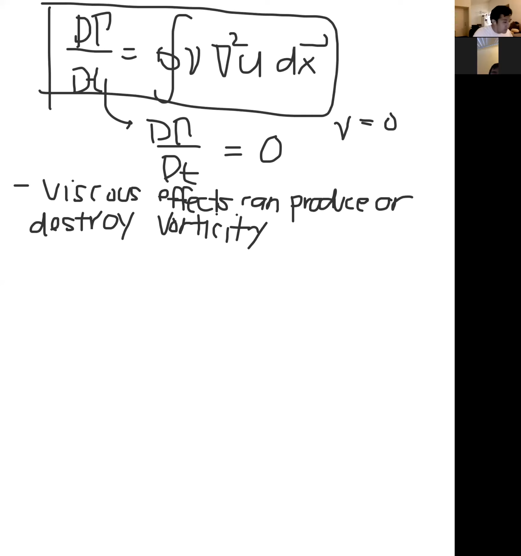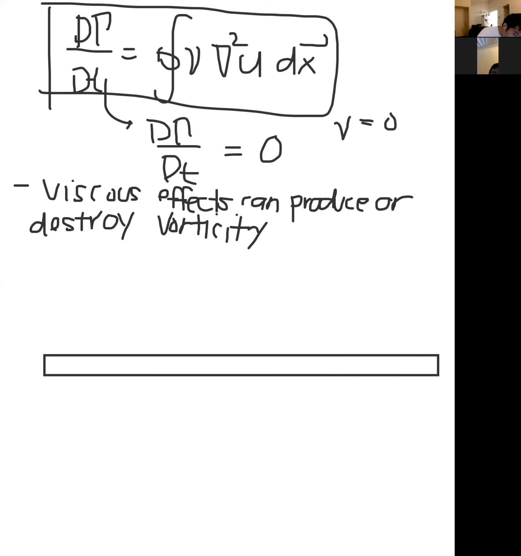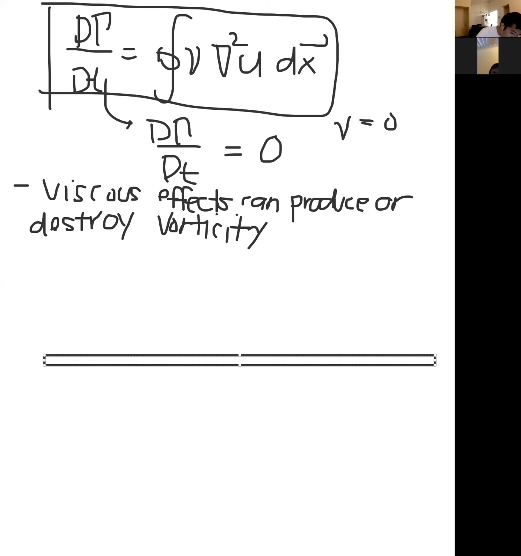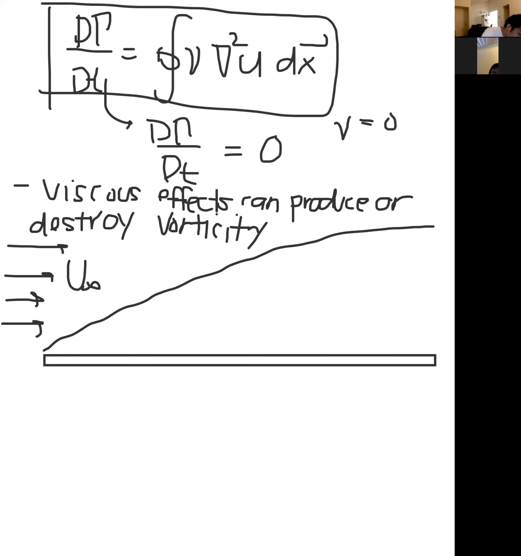And so how does this happen? Let's draw a flow that we're familiar with. Let's draw a boundary layer flow. Say we have a plate, with the Blasius solution here, and our boundary layer goes up like that. We have a free stream velocity, and inside the boundary layer we're going to have a parabolic looking profile. So we have u of y that looks like that.